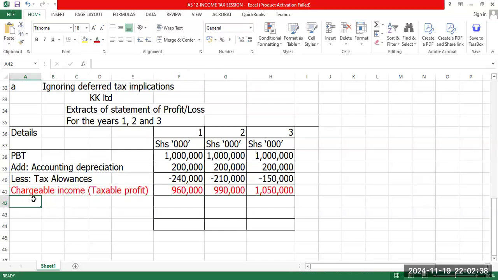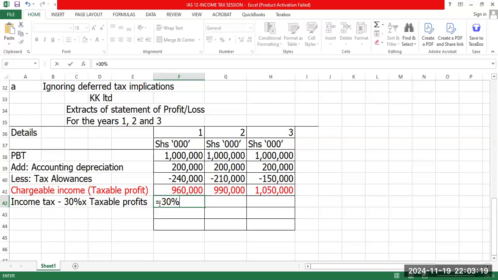After getting chargeable income, then we can get the income tax. And for the income tax, they have told you that the rate is 30%. So this is like an expense, tax expense. If I do this, it can confuse you. The 30% is 30% times taxable profits. So you just get 30% times your taxable profits.